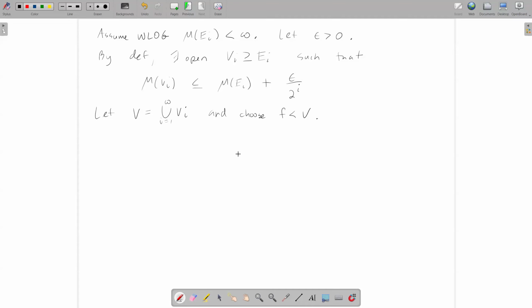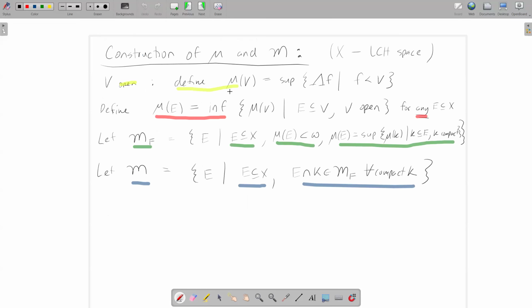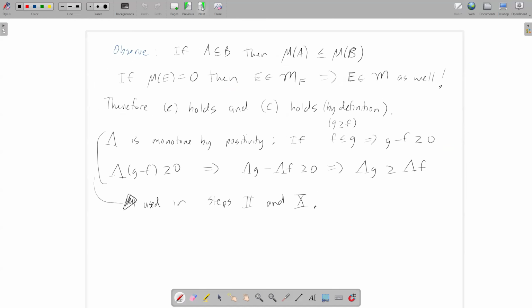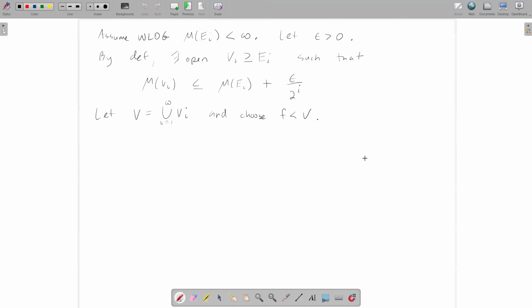Okay, so you should know what to expect at this point, right? Remember the definition of measure for an open set is like this, right? So we want to take this back to the positive linear functional, right? And so we're passing from an arbitrary subset to an open one, okay? So we choose F less than V. Since F has compact support, right? So compact support.